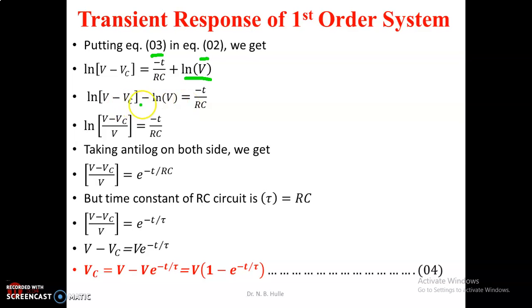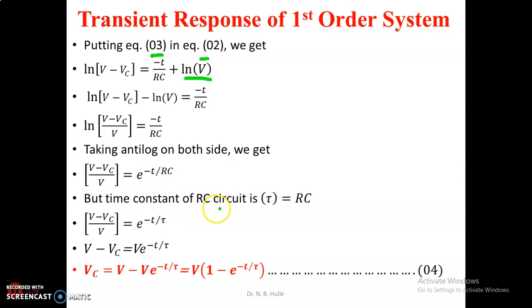Then here we will make the adjustment in the terms. We will shift this particular term to the left hand side, that is log of V minus Vc minus log of V, which is equal to minus t upon RC. Log a minus log b is nothing but log of a upon b, that is log of V minus Vc upon V, which is equal to minus t upon RC. Now here, if we take the antilog on both sides, in that particular case this term will be V minus Vc, which is equal to e raised to the power of minus t upon RC.